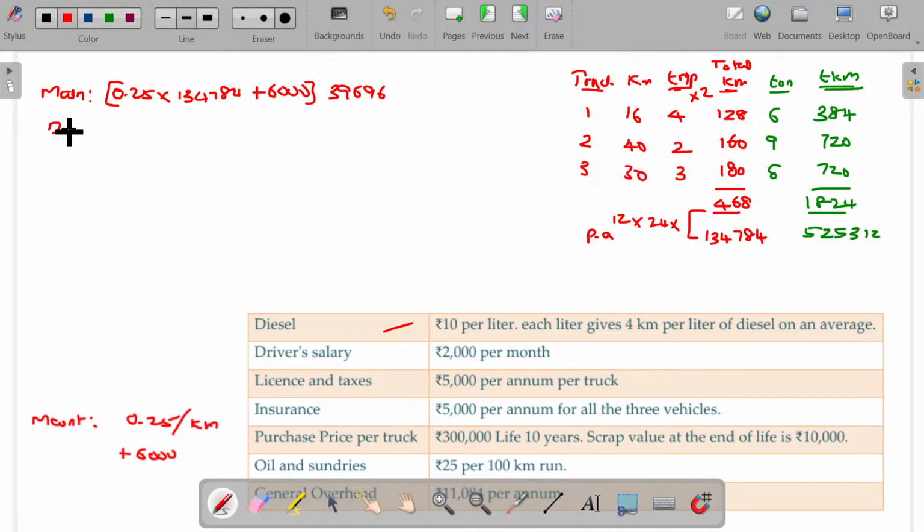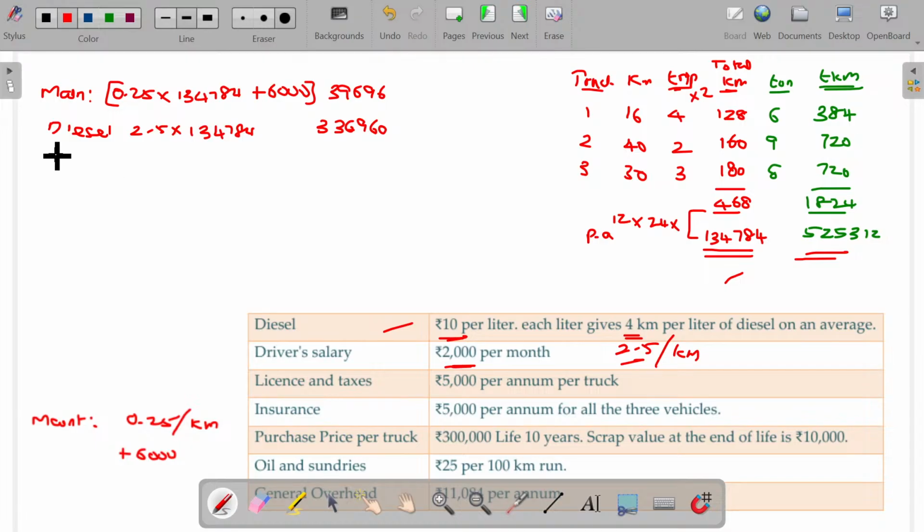Diesel. This one is considered for diesel and maintenance, all these costs. This one is considered for the tariff fixation. Diesel: 10 rupees per liter, and each liter gives 4 kilometers. So 2 rupees 50 paise will be the diesel cost per kilometer. So 2.50 into the number of kilometers driven, 1,34,784 kilometers. The ultimate value being 3,36,960.